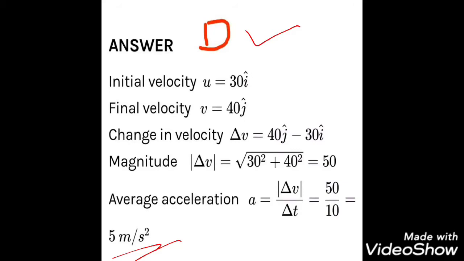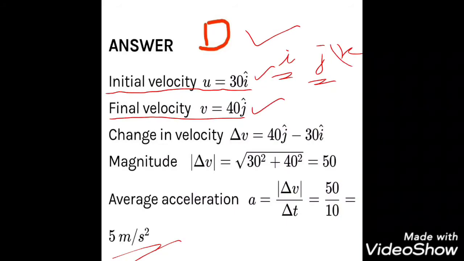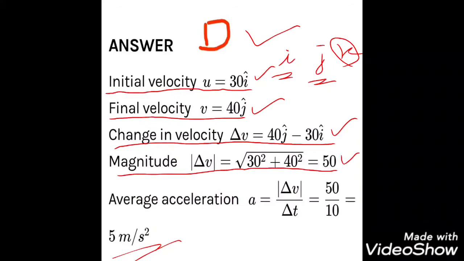Here they have given 30 meter per second. So I am writing it in unit vectors in the form of i, j, k. They have given only 2, so initial velocity I am taking as 30i, and final velocity as 40j. There is no component for k, so you leave it. Change in velocity is equal to final minus initial, that means 40j minus 30i. So we have formed an equation. If you take the magnitude of that, you will get 50.